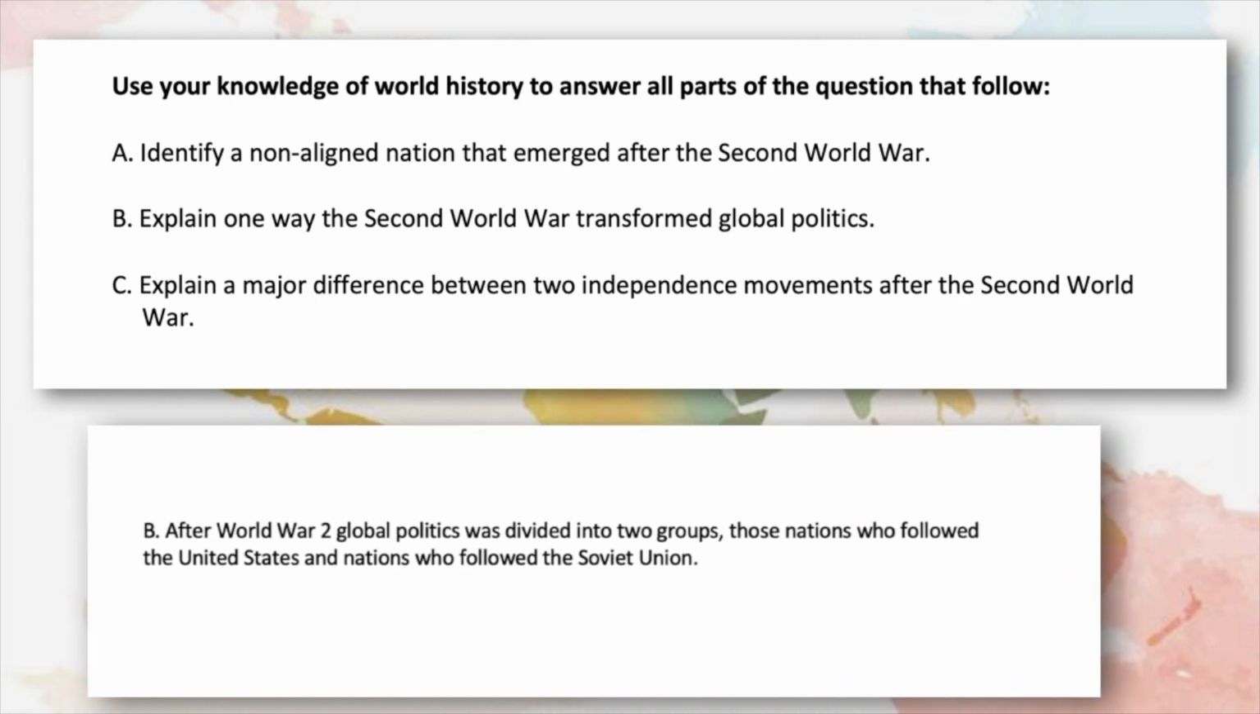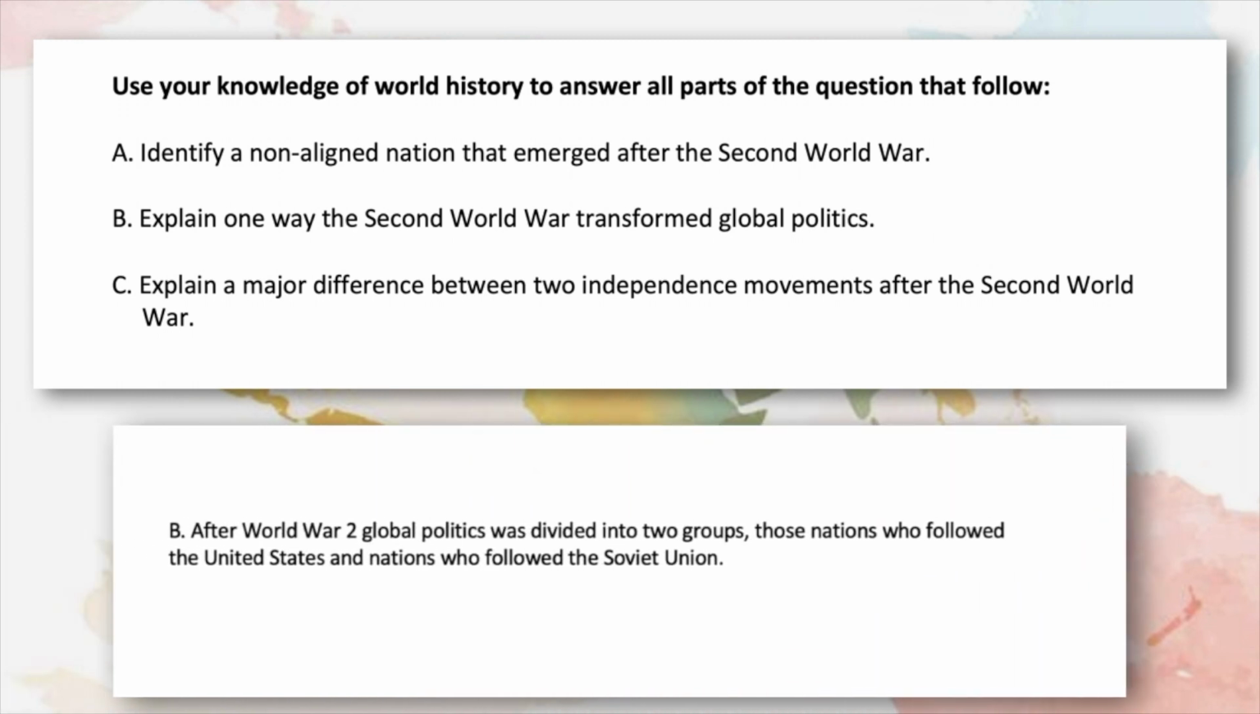This gave a little bit more. This is a sentence. The student wrote, after World War II, global politics was divided into two groups, those nations who followed the United States and nations who followed the Soviet Union. That's true, and this would count for A. All this student has done is identified a transformation of global politics. They didn't explain it. Just because one event follows another and they're consecutive, you have not explained causation. So this does not get the point.